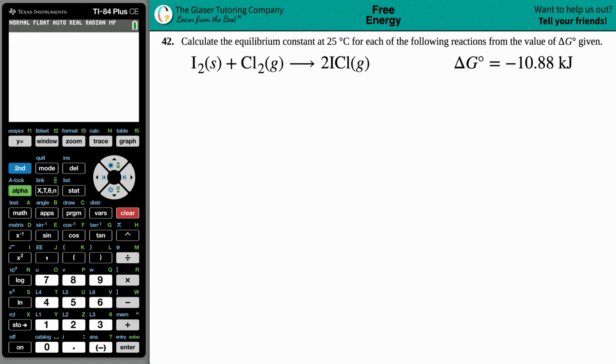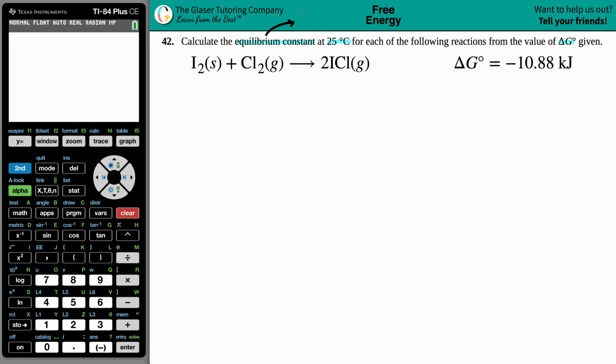Number 42. Calculate the equilibrium constant at 25 degrees Celsius for each of the following reactions from the value of the delta G naught given. So now we have this equation, I2 solid plus Cl2 gas yields 2 ICl gas, and they give me a delta G value of negative 10.88 kilojoules. It's spontaneous, it's a negative value. So we have to find that equilibrium constant.